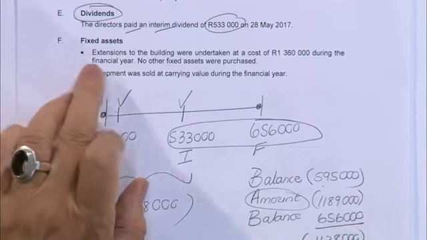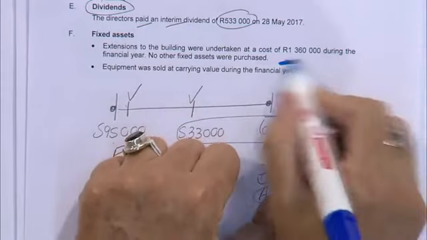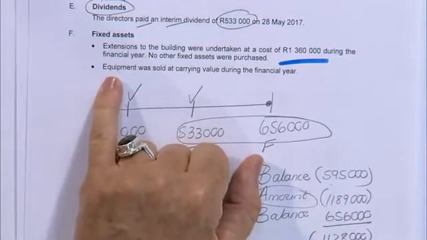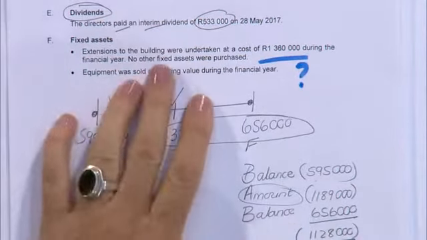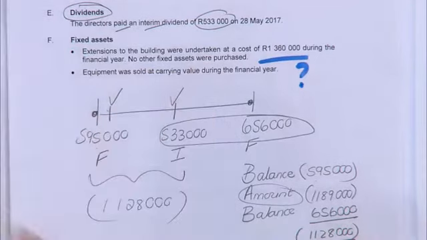What does it say? Extensions to the building were undertaken at a cost of, there we go, 1,360. And then they say equipment was sold at carrying value. Basically, they're not really helping, are they? No amount. So that's your X. So you go extensions 1,360. Let's go do that.